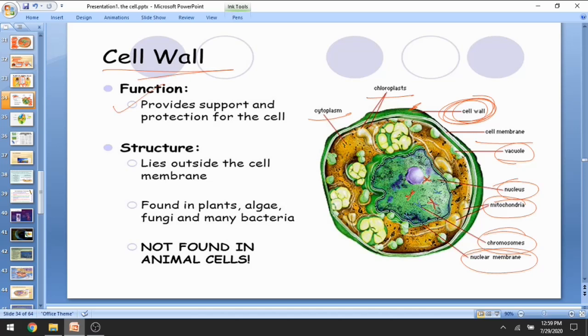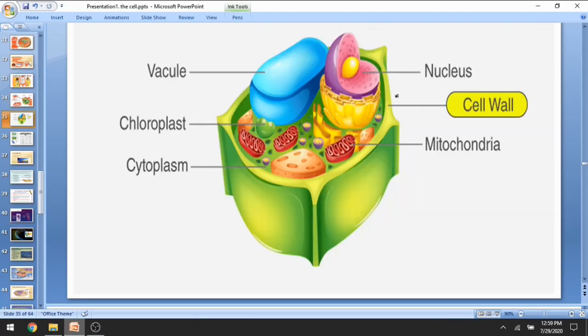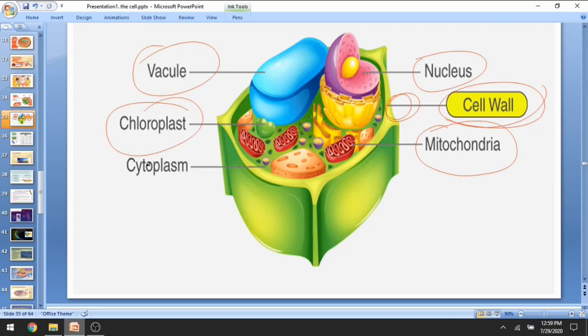provide support and protection for the cell. If we talk about structure, it lies outside the cell, outside the cell membrane, and it is found only in plants, fungi, algae and many bacteria, but strictly not found in animal cells. So this is the basic structure of the cell wall. You can see that it is present outside the cell, enclosing other vital organelles, protecting the vital organelles within the cell.